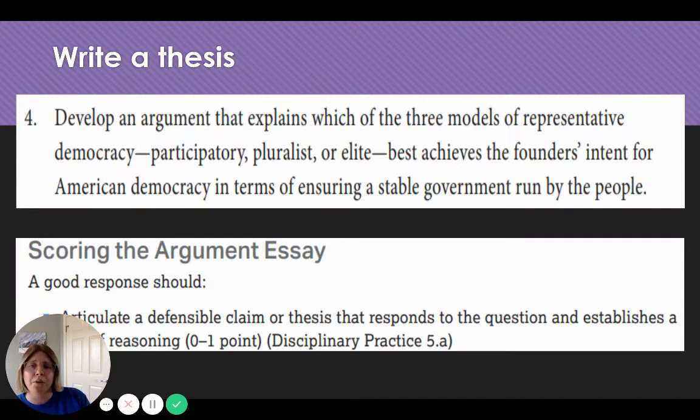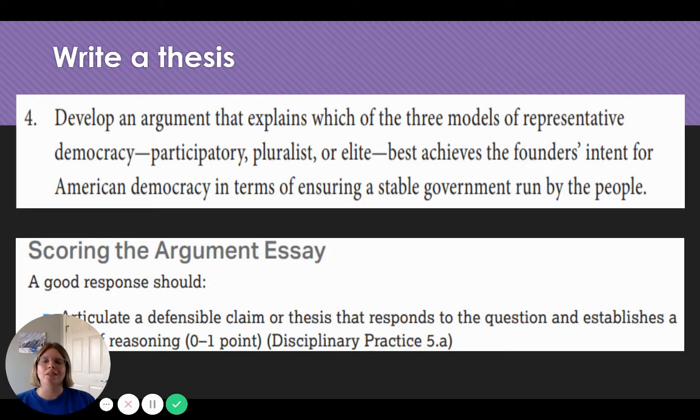So I will have you do a practice thesis and a practice essay in the future that uses these three models. Develop an argument that explains which of the three models of representative democracy, participatory, pluralist, or elite, best achieves the founders' intent for American democracy in terms of ensuring a stable government run by the people. So the question is, what's the answer?